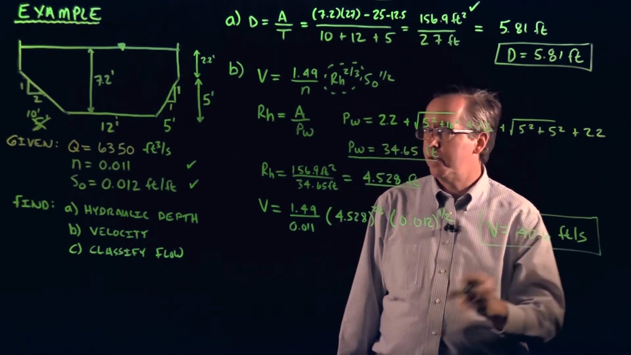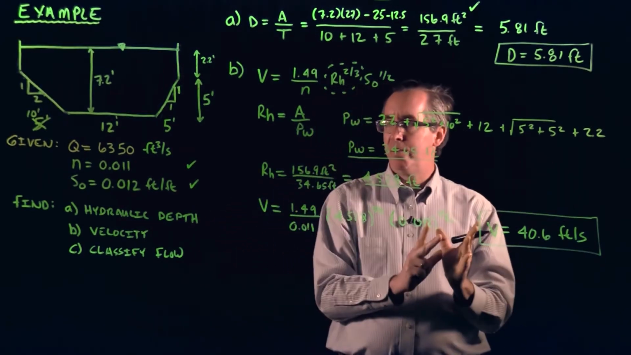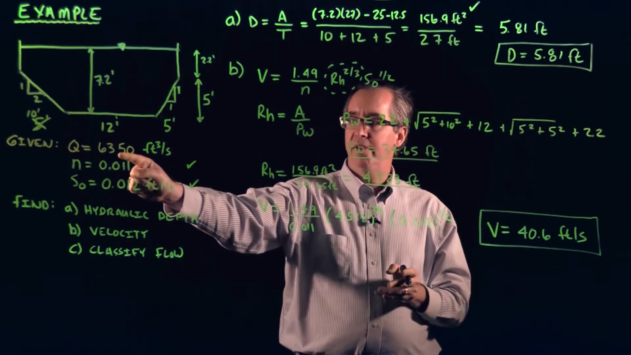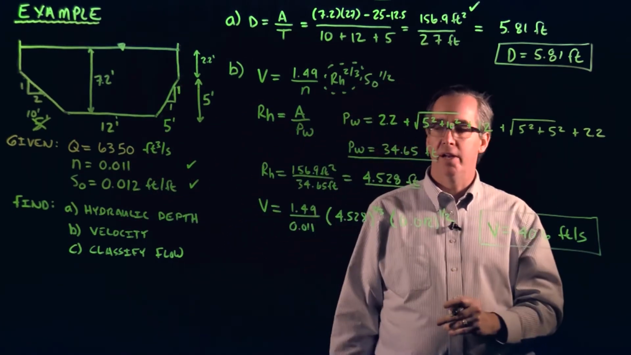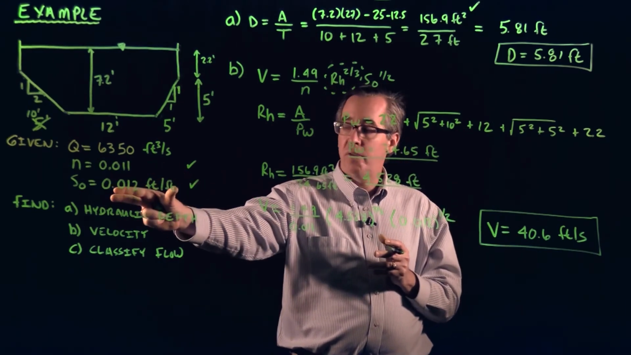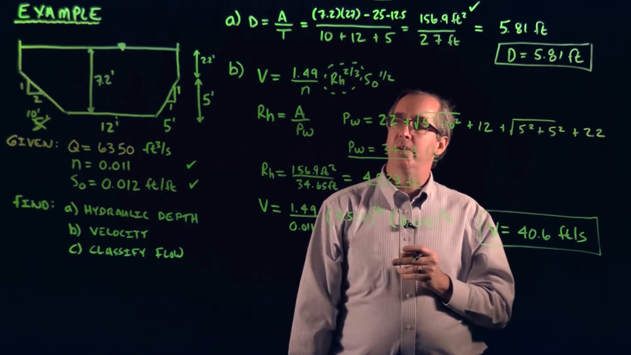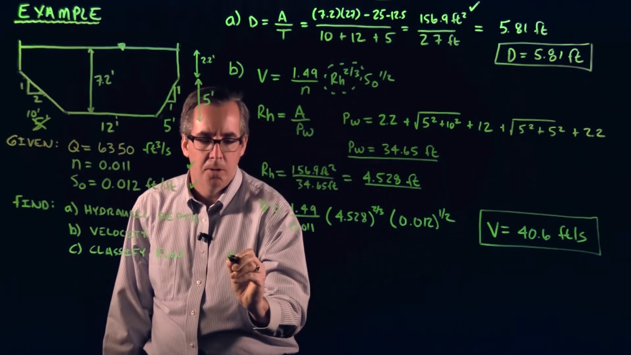So again, it's a little different. You can go back and see how it varies with Q equal VA. If you took Q of 6350 and divided by the area here, you can take a look and see how different it is. But because we know the roughness of that channel and we know the slope, we definitely should be using Manning's equation. The last piece is to classify the flow.